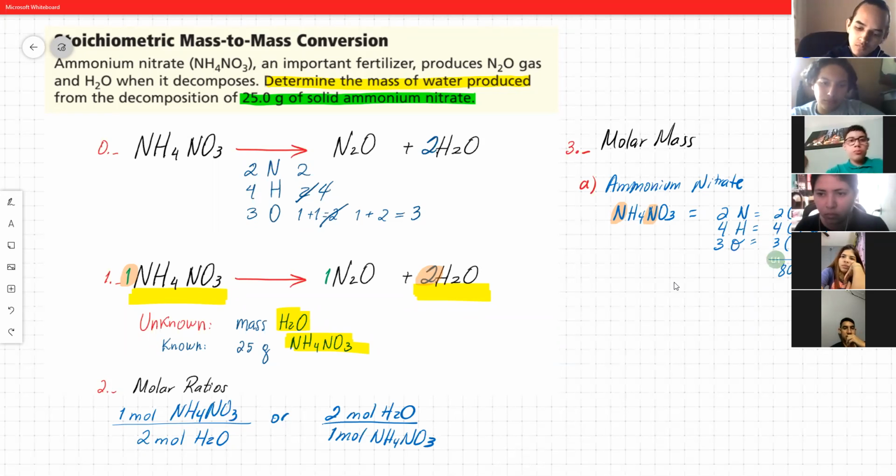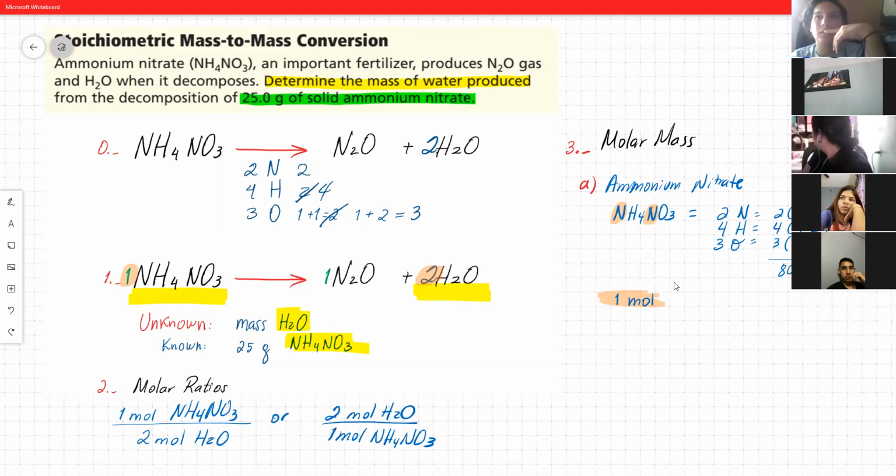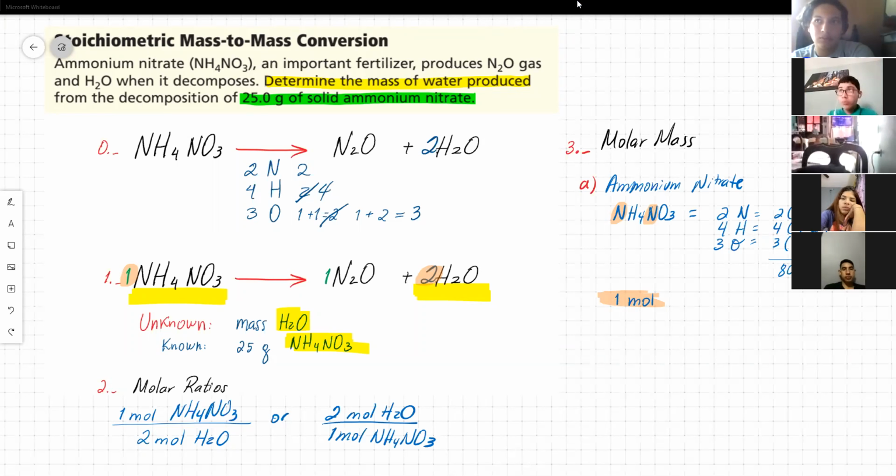80 grams of ammonium nitrate. Now, the molar mass, you can write it also as a conversion factor, okay? So you can write it in 1 mole. And guys, I noticed that this was the most common mistake in your case, okay? The molar masses are always for 1 mole. 1 mole of a substance has 80 grams of the same substance, okay? It's always 1 mole and the mass. It's not 2 moles in mass or 3 moles, no.